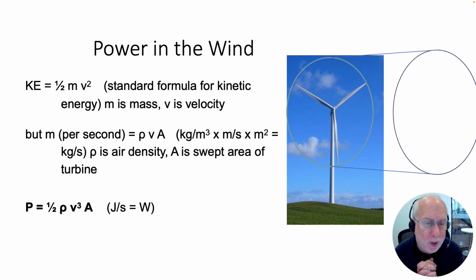The physics of wind power. Now basically, a wind turbine is turning kinetic energy of the moving air into electricity. So let's look at how it does this.